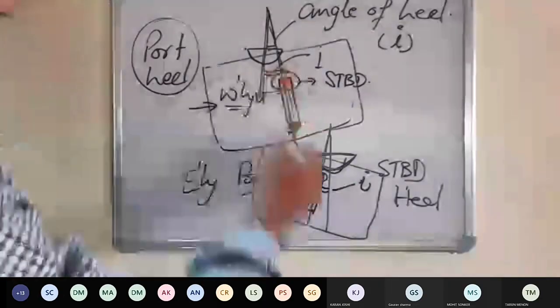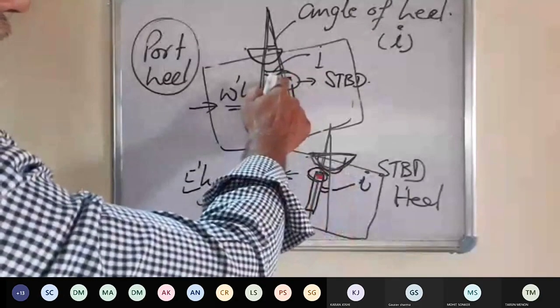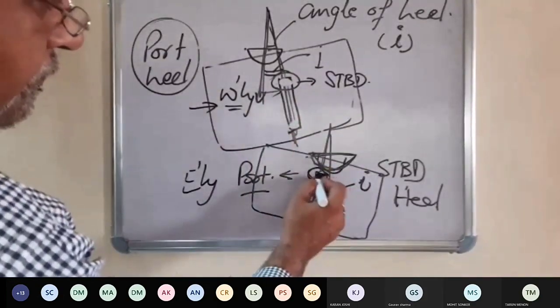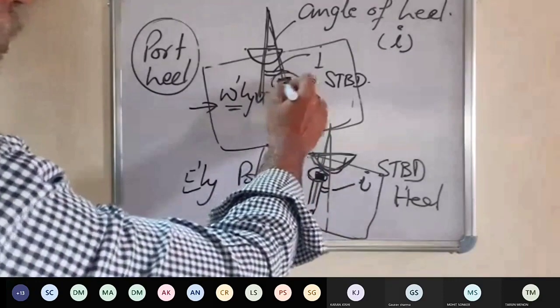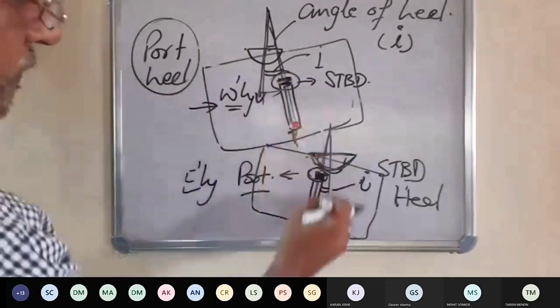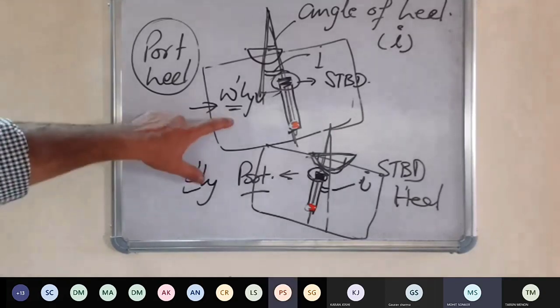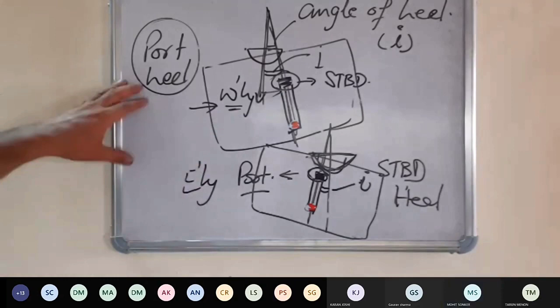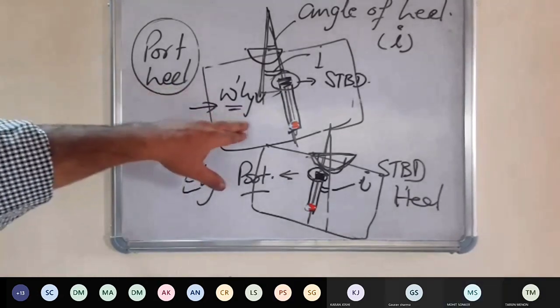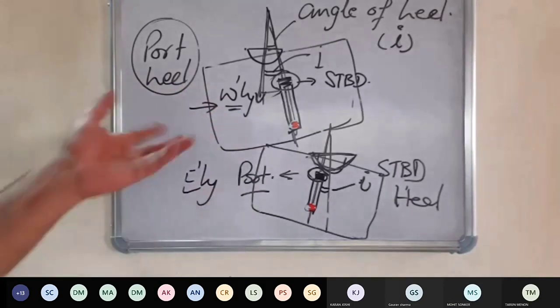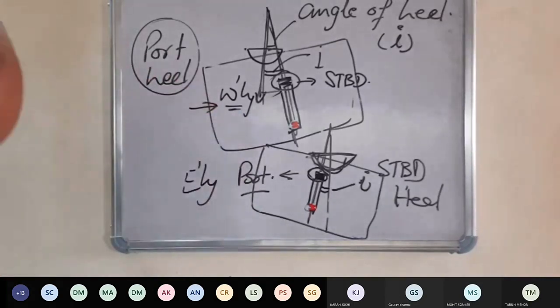That is when the poles are like this. But if the pole is the other way, blue pole here, red pole here, what will be the effect? So easterly on the port heel and westerly on the starboard. Exactly. When port heel is there, it will give easterly deviation. When starboard heel, it will give westerly deviation. Both will be opposite to each other.